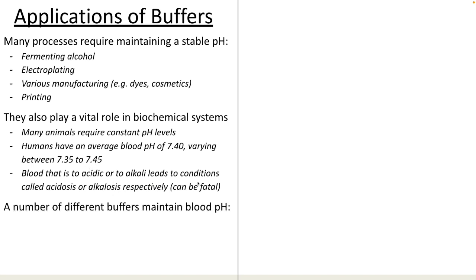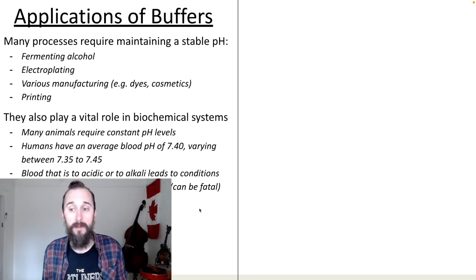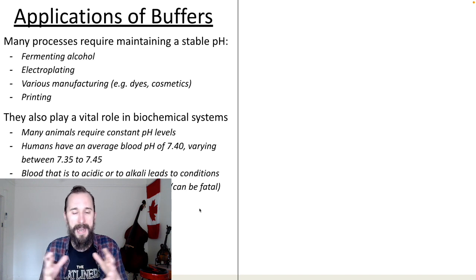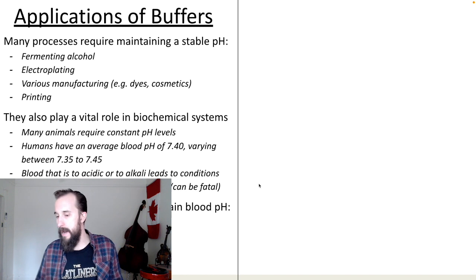Blood that is too acidic or too alkali leads to conditions called acidosis or alkalosis. Obviously acidosis for acidic, alkalosis for alkali or basic, and these can be fatal. So there needs to be evolutionary mechanisms that we've evolved to be able to maintain a constant pH. And we've got all sorts of buffers in our body.